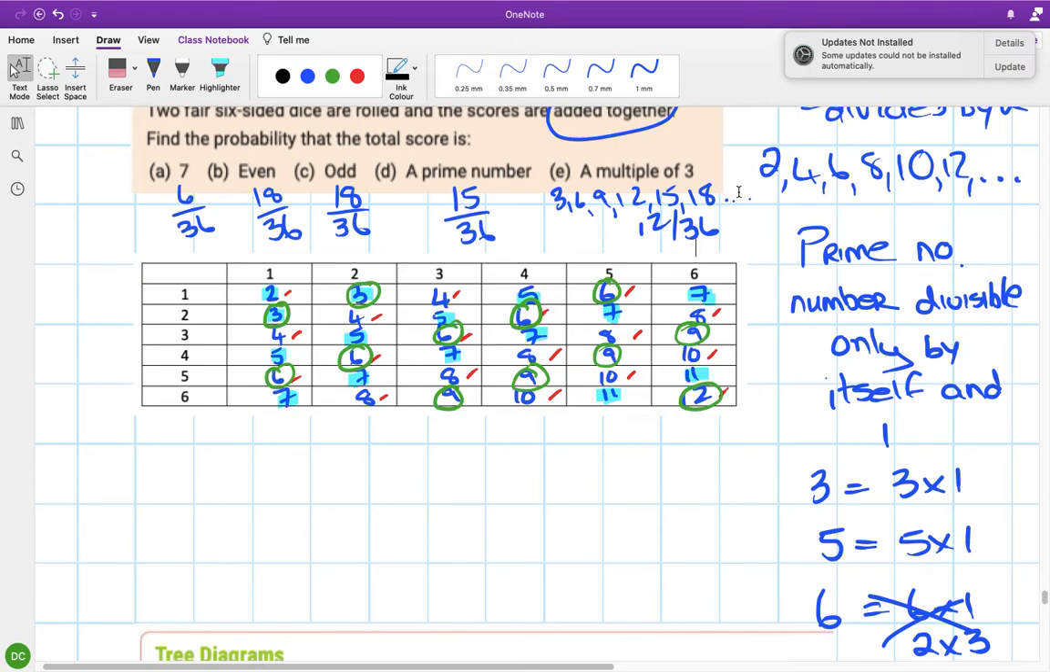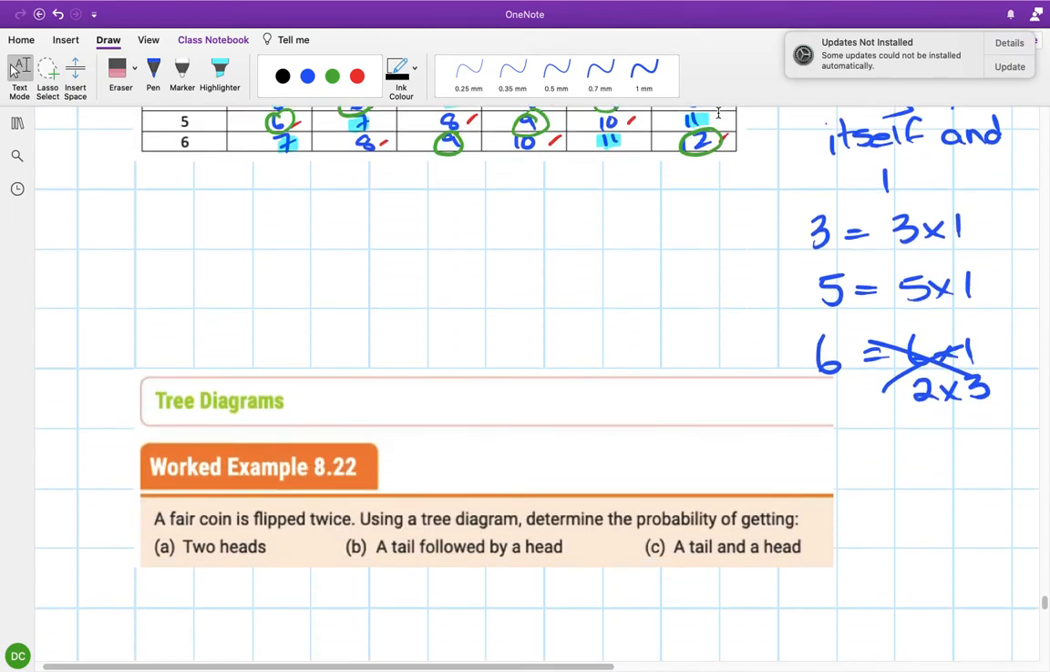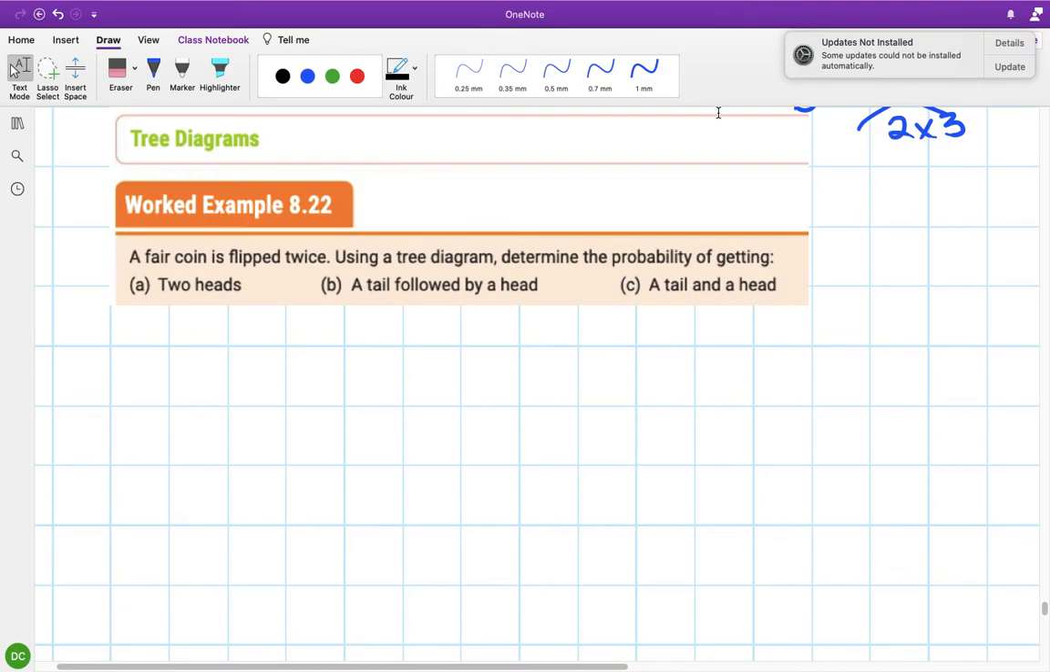Okay, so the two-way table, which we already know how to do, and probability, which we already know how to do, and you just combine the two. Okay, here's one with a tree diagram. A coin, a fair coin, is flipped twice. Use a tree diagram to determine the probability.